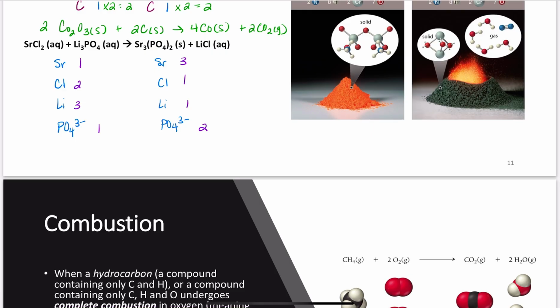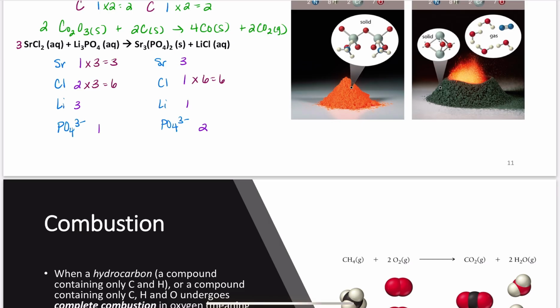It truly doesn't matter what you're going to balance first here. Let's just go ahead and start with the first one. Let's start with strontium. So I've got 3 on one side, so I need 3 on the other. So times 3, I put a 3 in front of that. But notice that changed my chlorides. So now I've got chloride times 3, giving me 6.